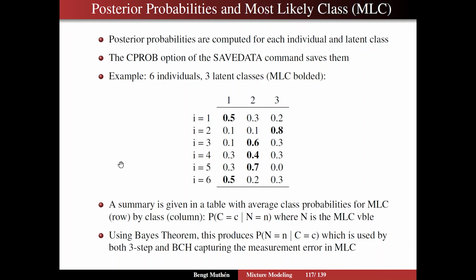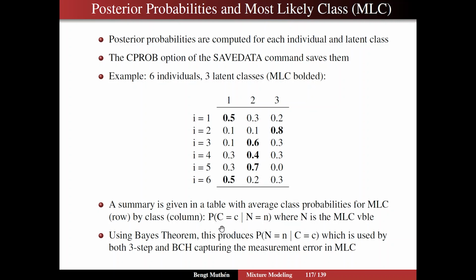We can give a summary of this in a table with average class probabilities for most likely class as rows and class as columns, where n is the MLC variable here, the nominal variable. So that is the top table of the three tables that we showed on slide 39 from the Mplus output.